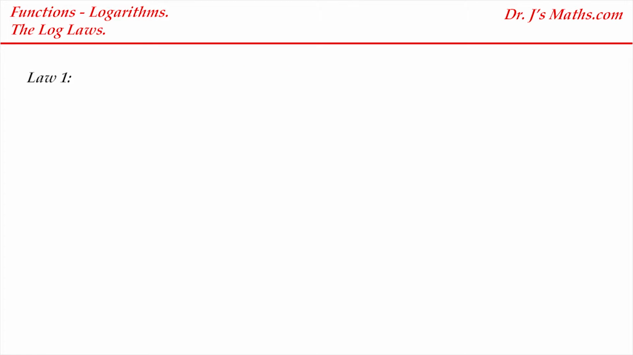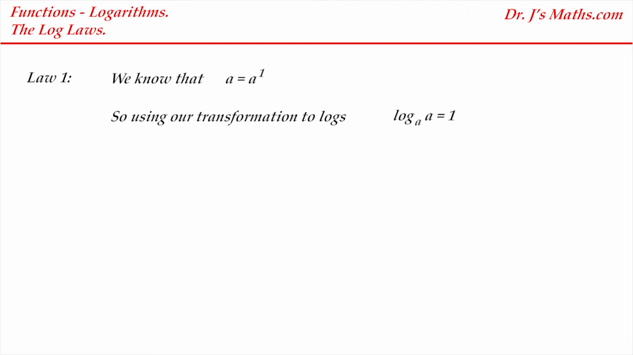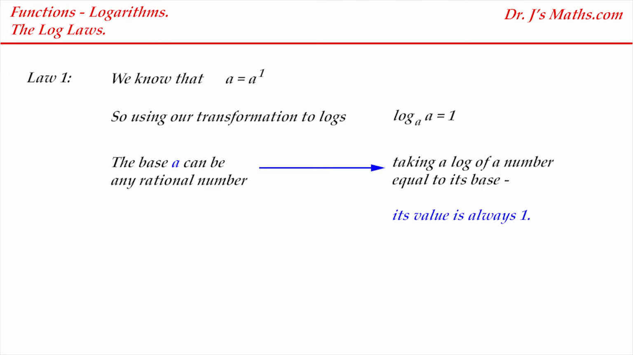For law 1, we know that a can be rewritten as a to the 1. So using our transformations to logs, we can write log a to the base a is equal to 1. Now the base a can be any rational number, so taking the log of a number equal to its base, its value is always going to be 1.